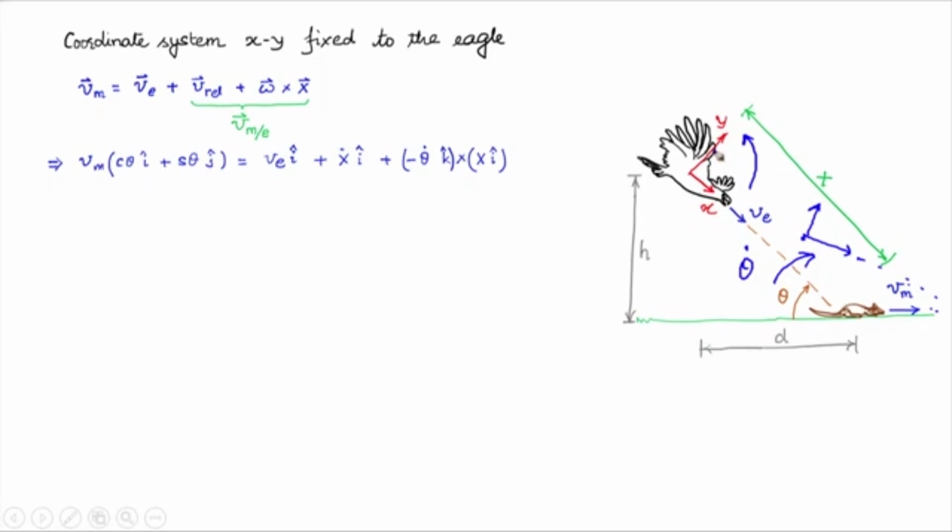Remember, x y is shown like this, therefore, the z axis is coming out of the plane of the screen. Therefore, k cap is coming out of the plane of the screen, and with this theta, if this is omega of the frame, then it is in the negative k cap direction. Therefore, my omega vector is theta dot as its magnitude, but directed in minus k cap direction. This is the omega which I have used here, and the x vector is capital X times i cap.